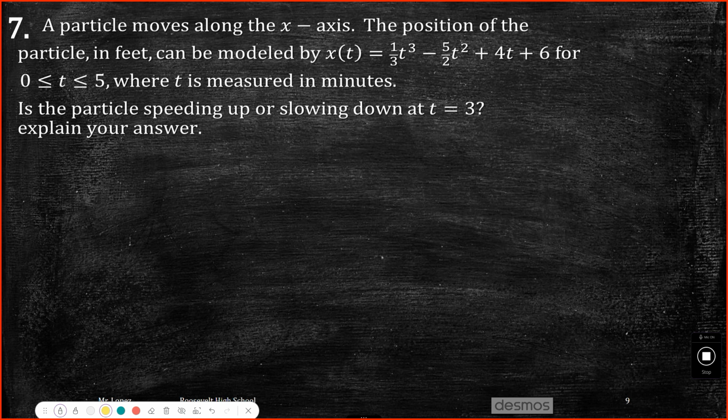A particle moves along the x-axis. The position of the particle in feet can be modeled by this, again, third degree polynomial, for t greater than or equal to 0 and less than or equal to 5. T is measured in minutes. Is the particle speeding up or slowing down at t equal to 3? Explain your answer.